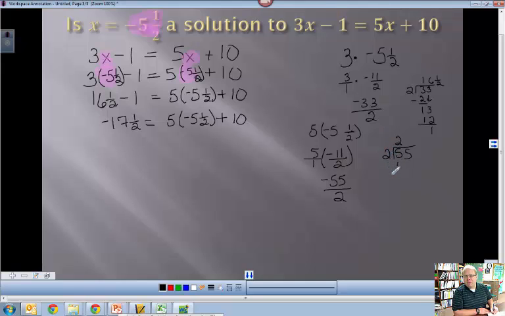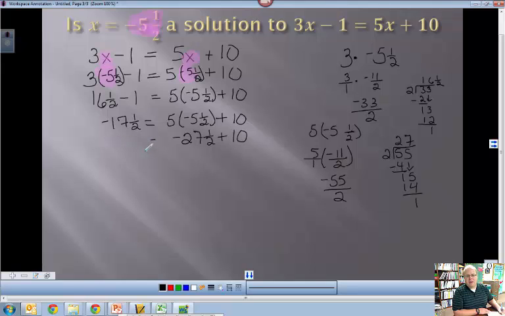2 times 2 is 4. Okay. And bring down my 5. 2 goes into 15 7 times. That'd be 14. I subtract that, I get 1, so I get, this is a negative now. Negative 27 and 1/2 plus 10.